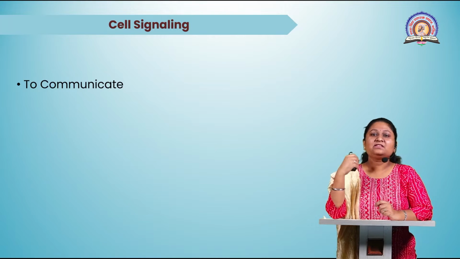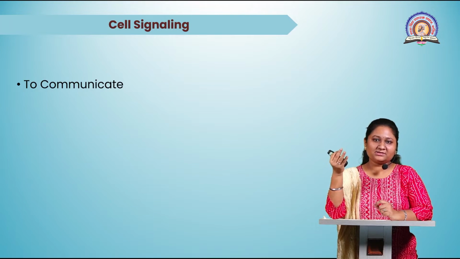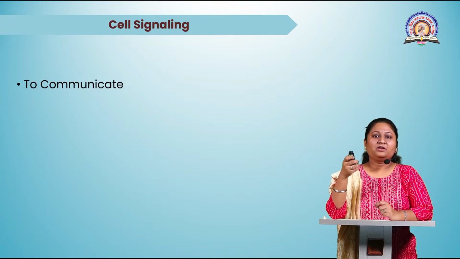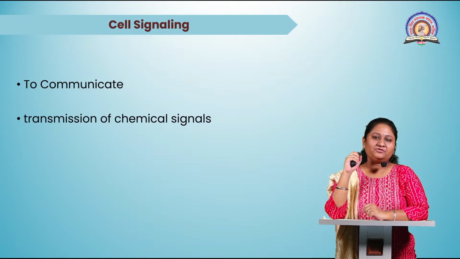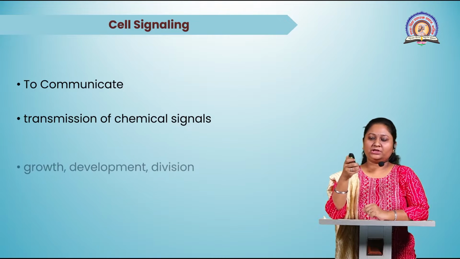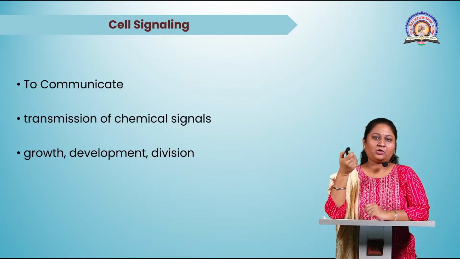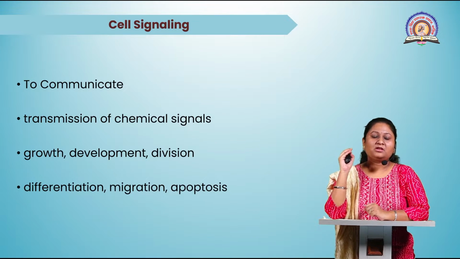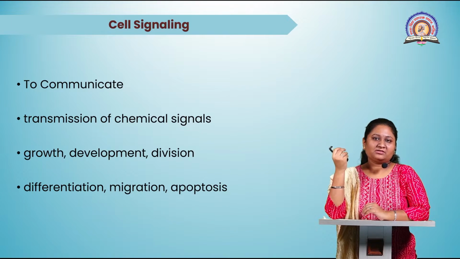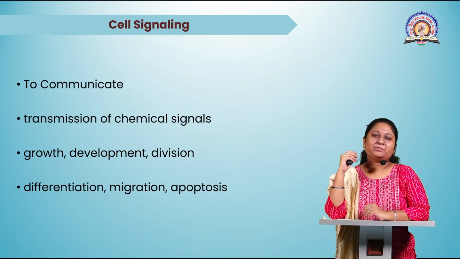Similarly, cells need to communicate with each other, that is with the neighboring cells, to bring about their differentiation, then division, and even development. And further, not only development, growth, and division, but also differentiation, migration, and apoptosis. So, how does the signaling take place? The signaling takes place by the use of some chemicals known as chemical signals.